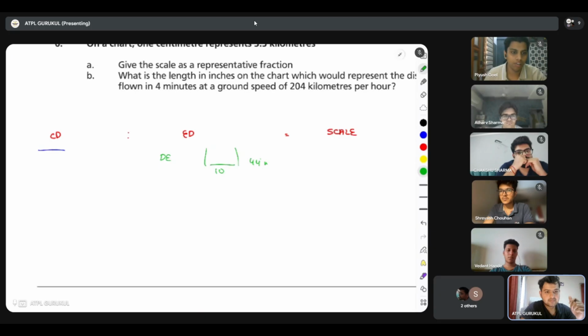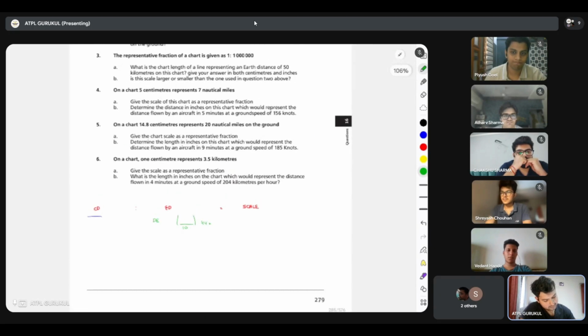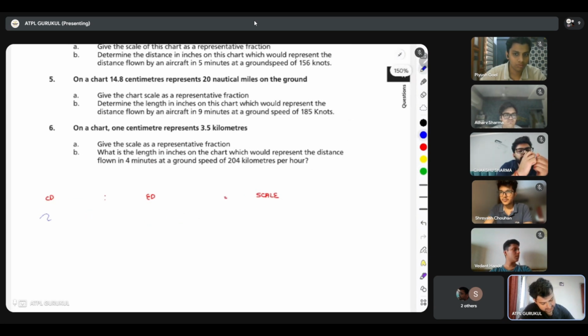Am I clear? Now let's start. Chart distance is given as 14.8 centimeters, 20 nautical miles.